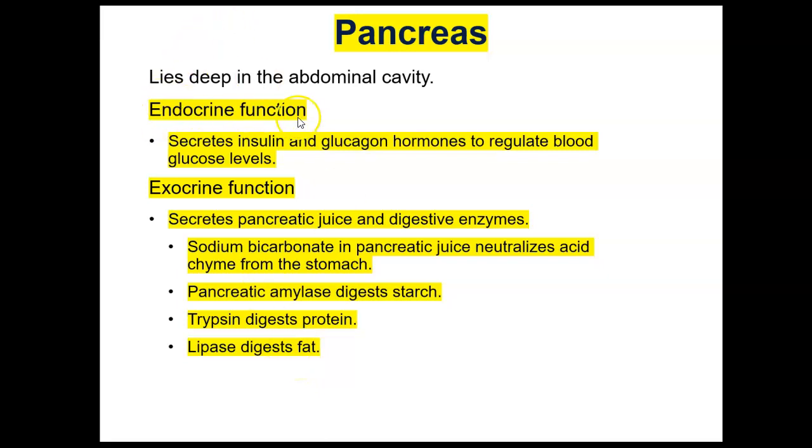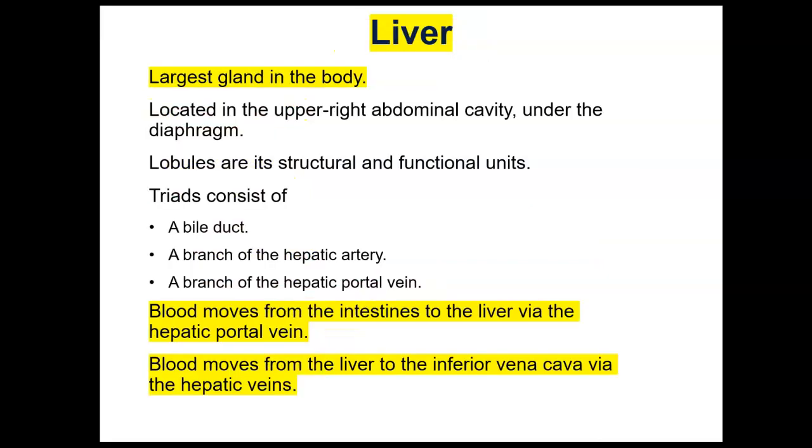And then the endocrine function of the pancreas is related to digestion as well. So endocrine cells, remember, secrete hormones into the bloodstream. There are two hormones that the pancreas secretes: insulin and glucagon. Insulin will help to lower blood glucose levels, and glucagon will help to raise blood glucose levels. Blood glucose levels are very, very important because glucose is needed by our tissue cells for cellular respiration, to be broken down for energy.